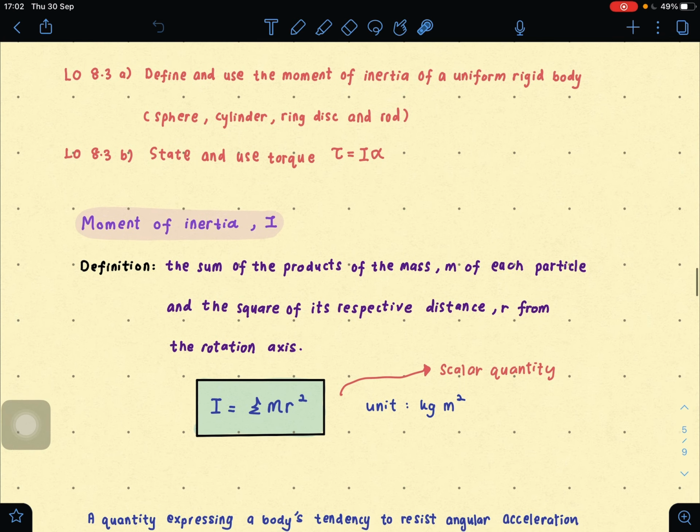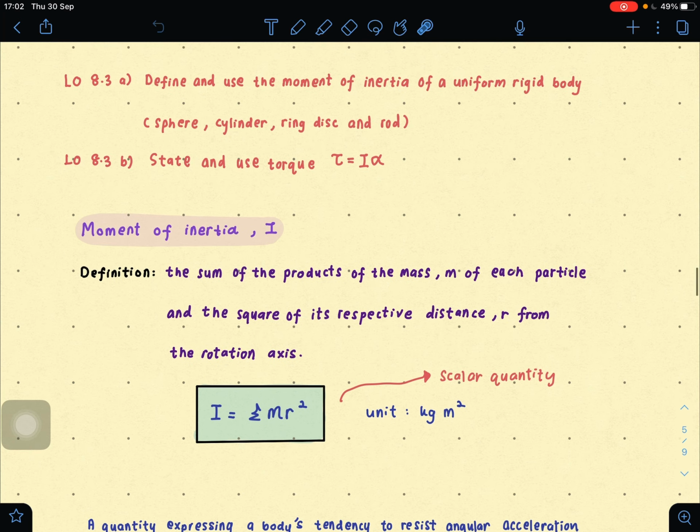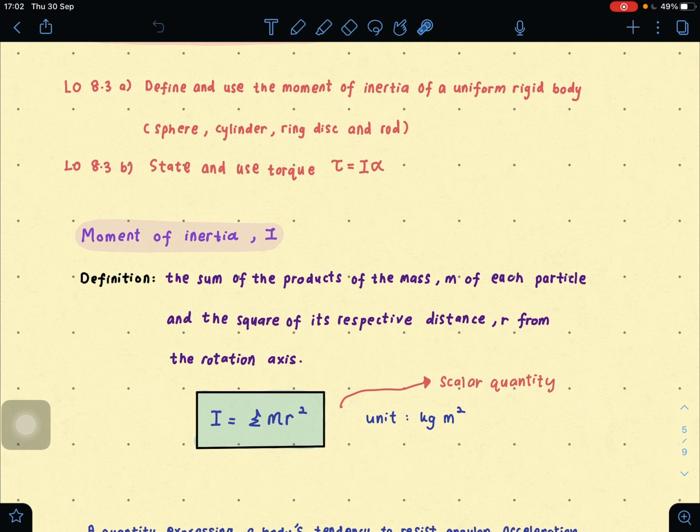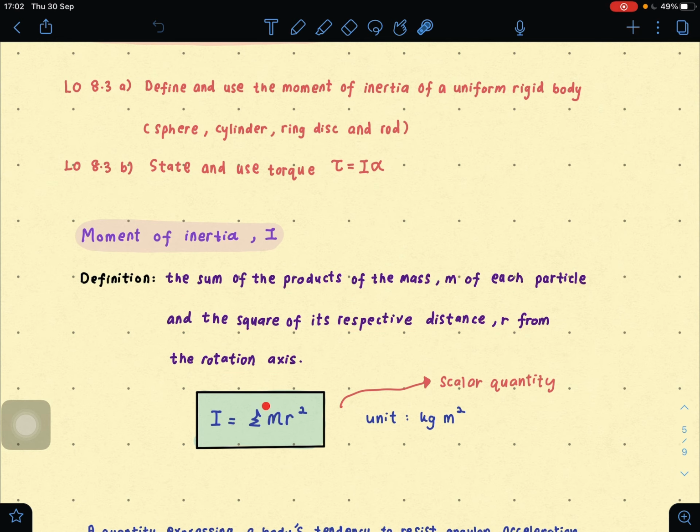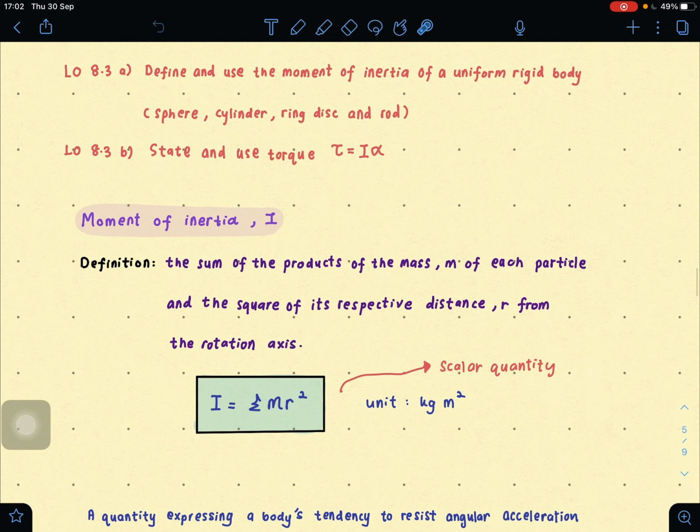Okay, kita tengok the first one. Moment of inertia, or we use the symbol I. So mathematically speaking, we can say that moment of inertia is the sum of the products of the mass m of each particle and the square of its respective distance r from the rotation axis. Ataupun kita boleh tulis sebagai I is equal to the summation of the product m and r square. Okay, di mana unit dekat sini adalah sama dengan kg meter square. Sebab mass adalah kg, r adalah distance.